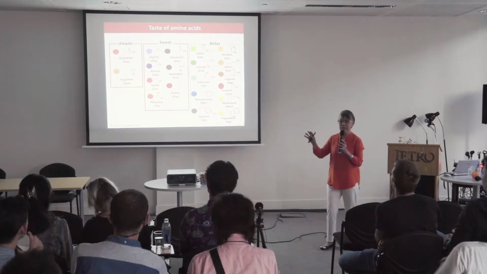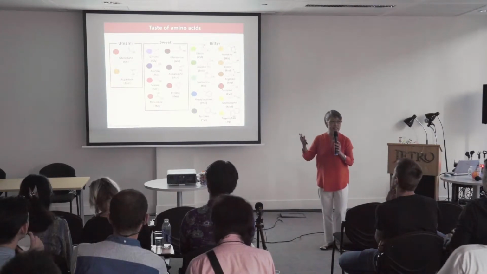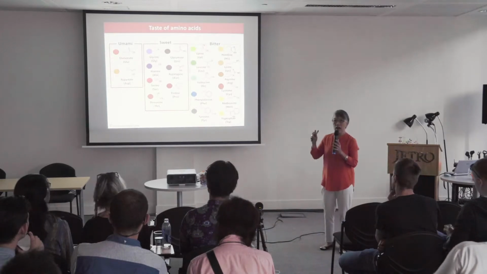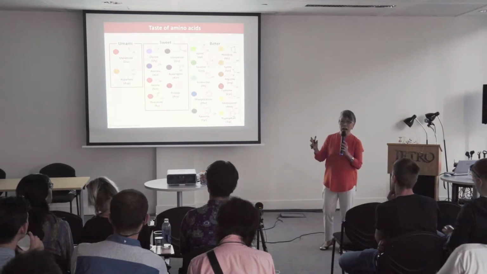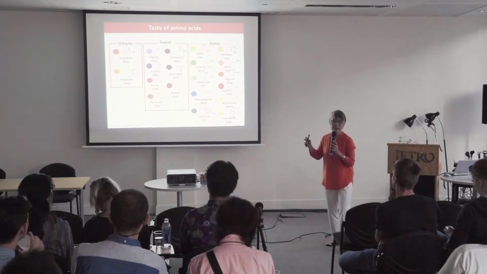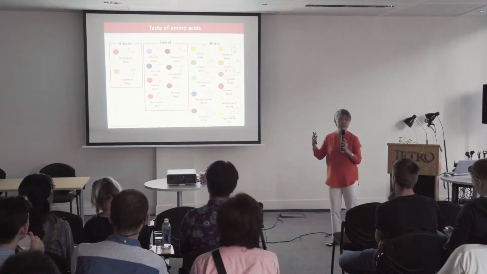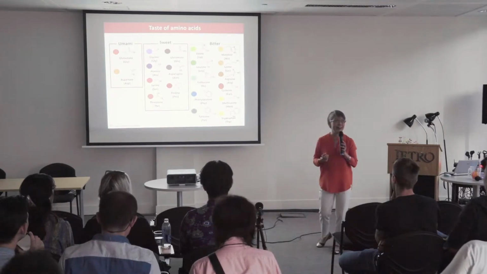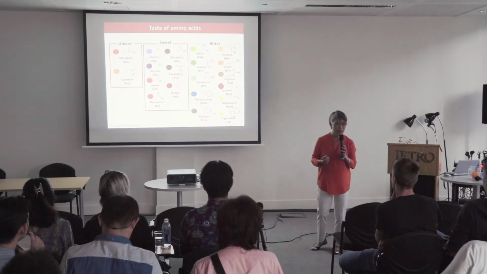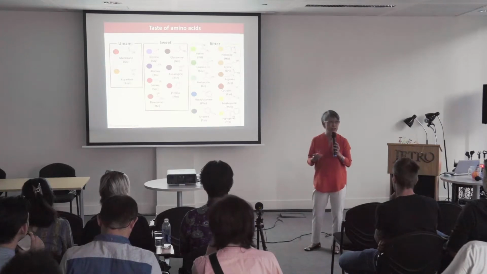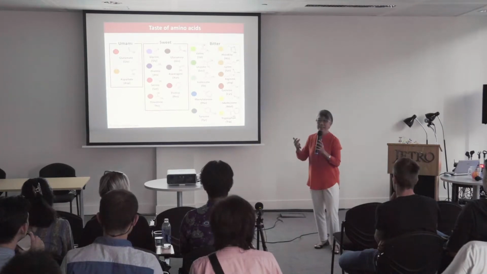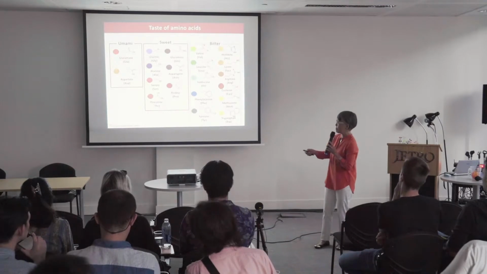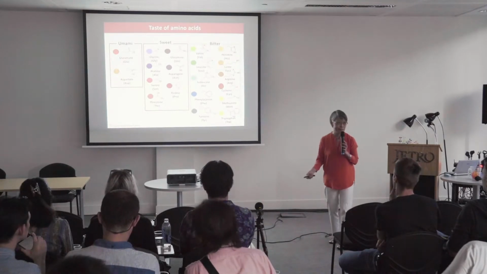But the sweetness is very mild, not as strong as sugar. It's a very subtle taste, and when you eat shrimp or scallop or crab, you can find a very subtle sweet taste. That sweet taste is imparted by these kinds of amino acids.